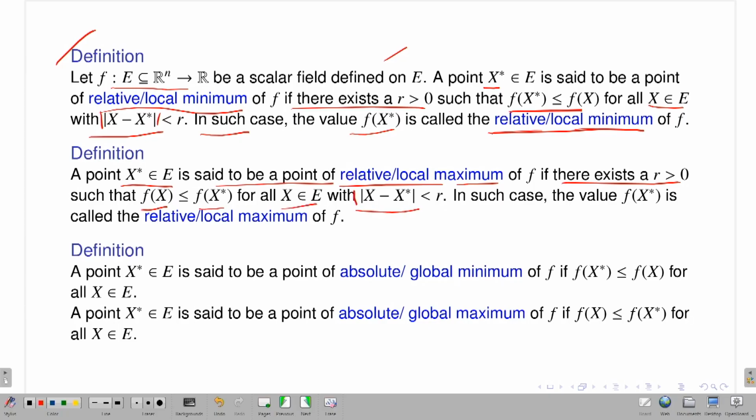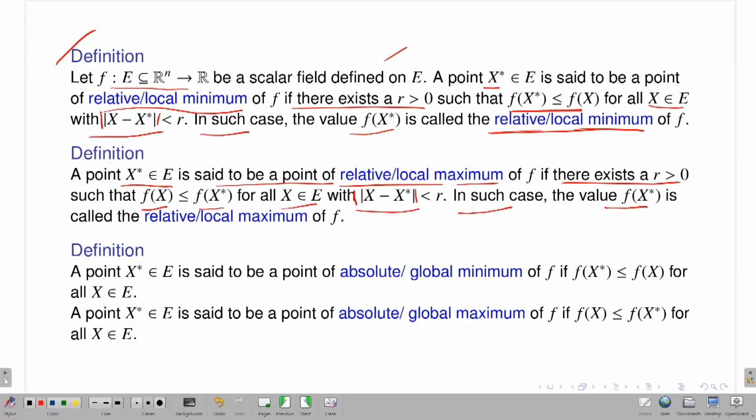I think you should write it with the norm also, the Euclidean norm. So, if I take x from E such that norm of x minus x star is less than r, then the value of f at x is always less than or equal to the value of f at x star. In such a case, x star is the point of relative or local maxima, and f of x star is called the relative or local maximum value of f.